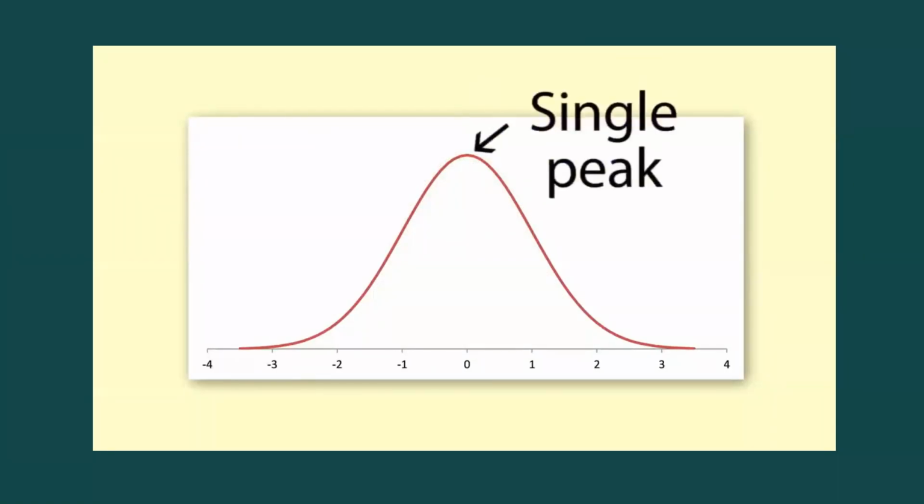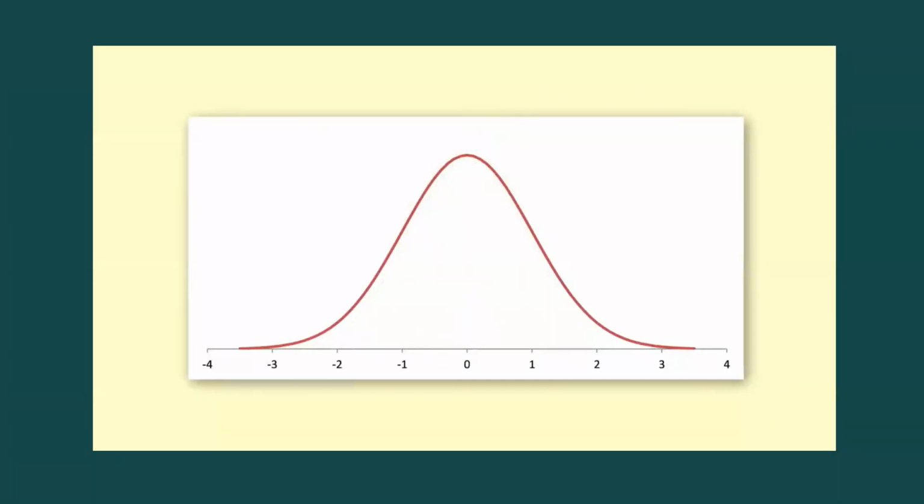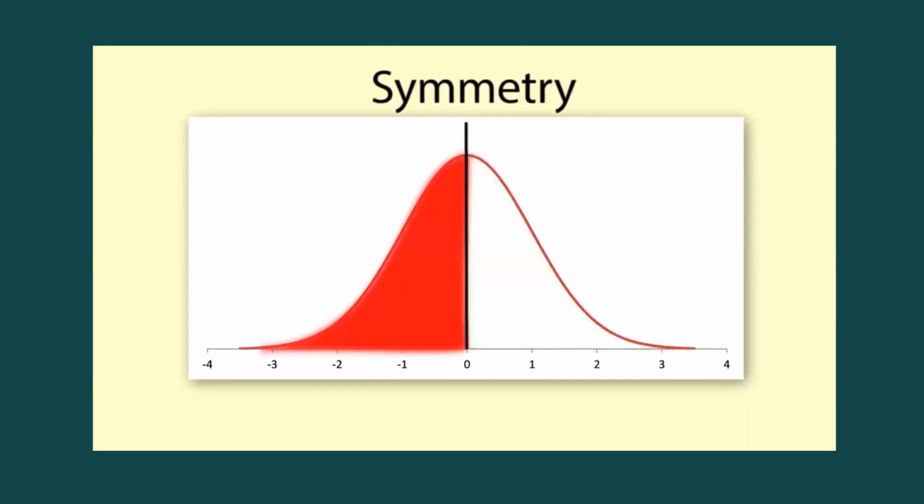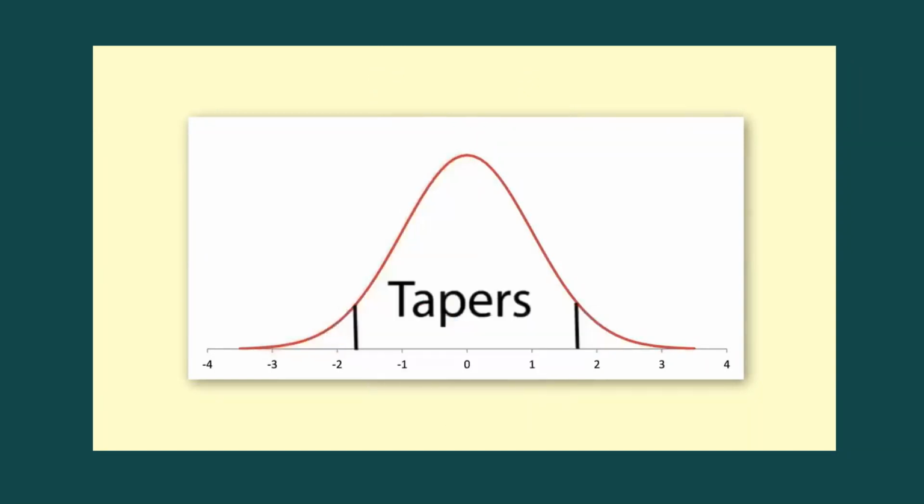Single peak. Most data values occur near the mean, so that there is a single peak in the middle. Symmetry. Half of the data values measured occur above the mean and half occur below the mean, so that the distribution is symmetric. Tapers. The further you get from the mean, the fewer people or things occur, so the distribution tapers out in both directions.